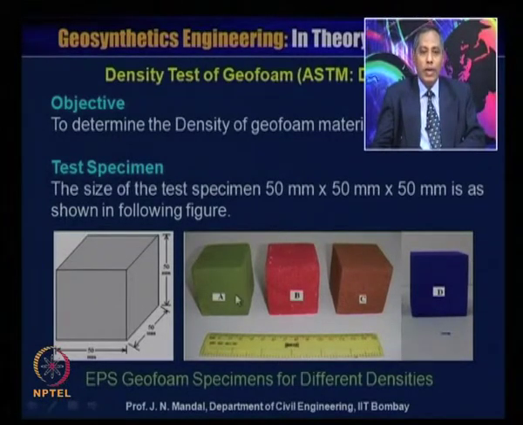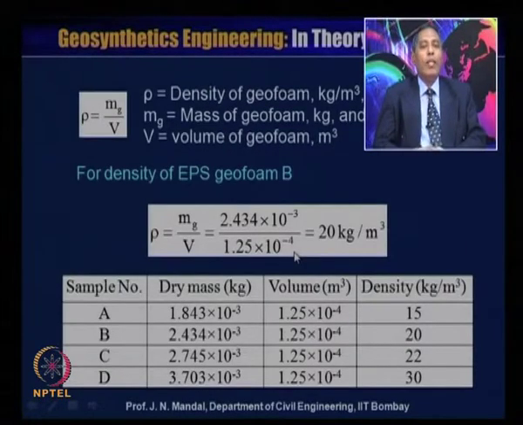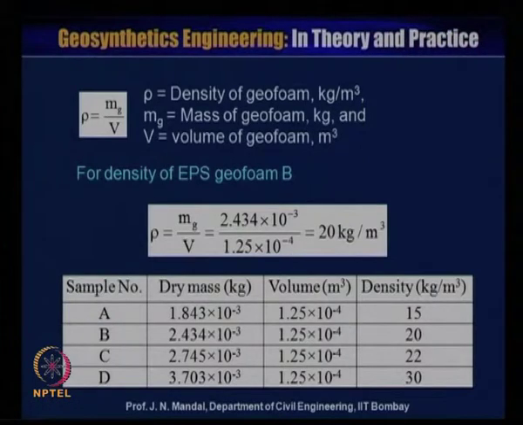Let us say this material is A, this is B, this is C, and this is D. Each individual material has a different density, and we want to calculate the density of each geofoam material. So, this is the EPS geofoam specimen for different densities. Now, we know that the density of the geofoam, rho in kg per meter cube, is equal to mg divided by v, where mg is the mass of the geofoam in kg, and v is the volume of the geofoam in meter cube.